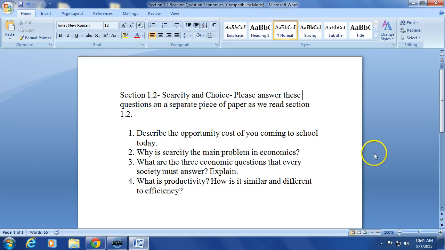Let me give you some instructions regarding how to label your paper. Name, date, period, upper right-hand corner, and label this paper Section 1.2, Scarcity and Choice, Reading Questions.